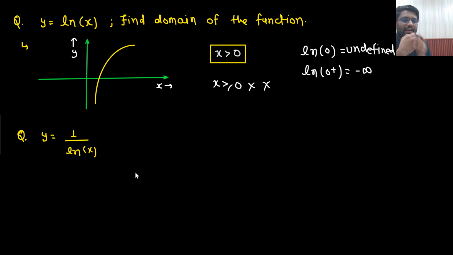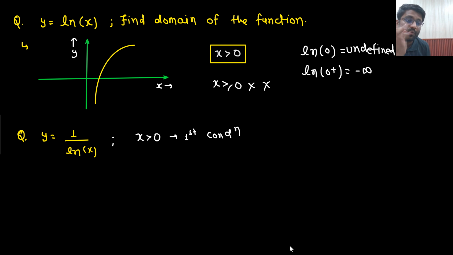Sir, I don't know the graph of 1 by ln x. Okay, it is fine. But here what is the function given? The function given is ln x. What does that mean? That means, sir, inside ln, whatever is written, that should be greater than 0. This is the first condition we have got.